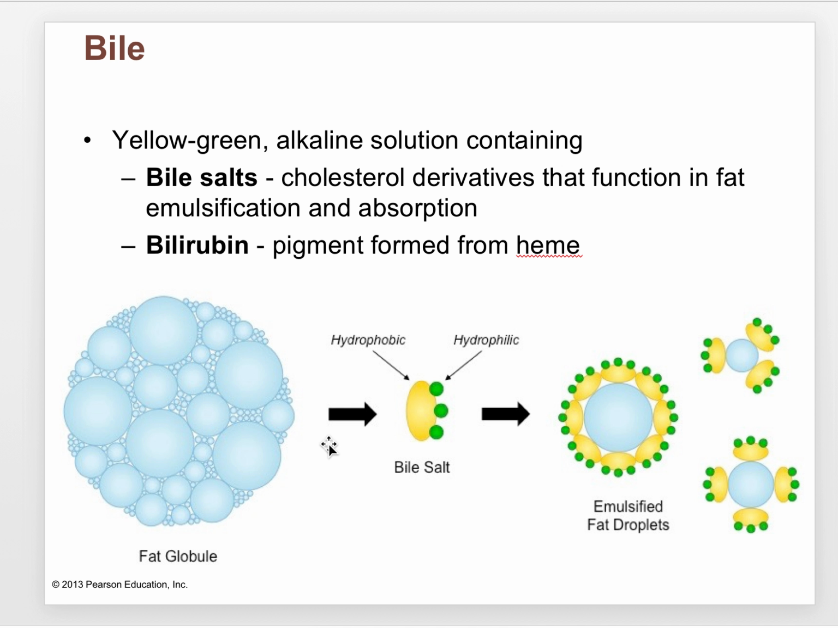Here's the bile emulsification I was talking about earlier. Bile salts are cholesterol derivatives that function in fat emulsification and absorption. You have a large fat globule. Let's say that you've had a fatty meal and you have this glob of fat. The bile salts come in and interact with this fat globule so that it separates them into individual smaller units surrounded by this bile salt. This is called emulsification, and so these fat droplets are singled out so that they can be absorbed and used by the GI tract.